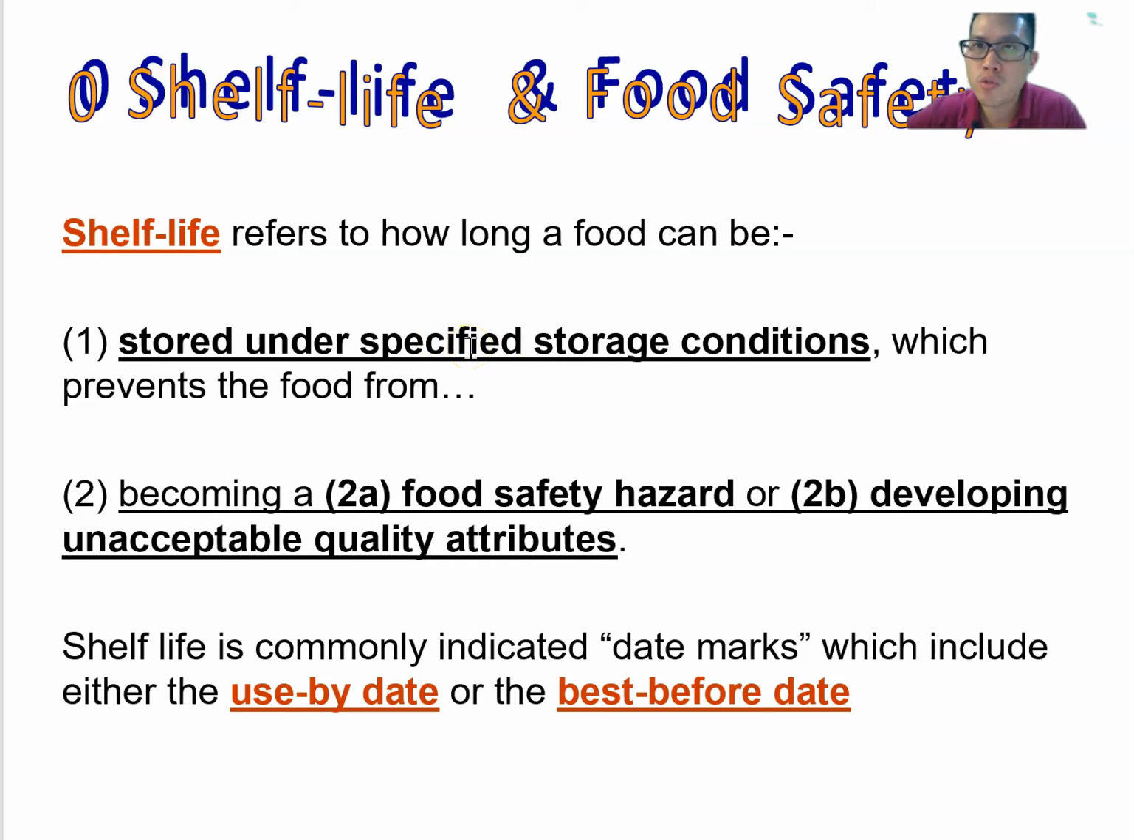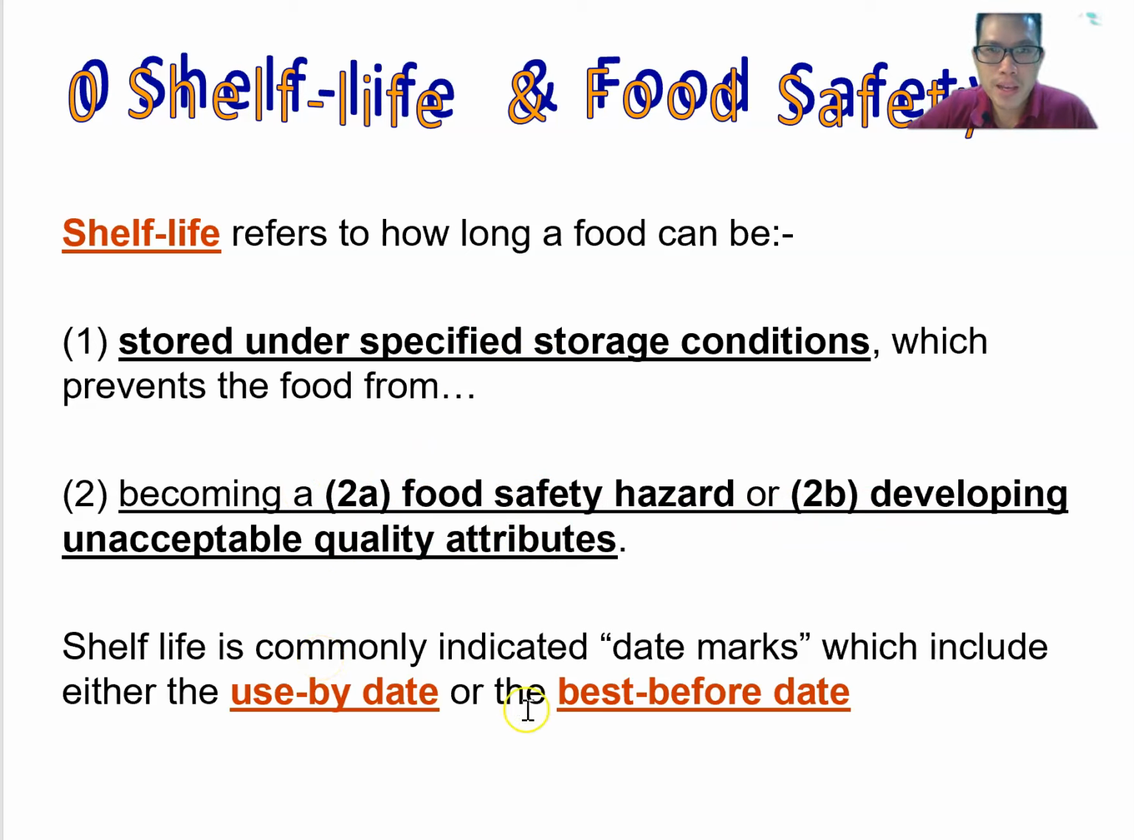Usually the general rule is to store accordingly in the fridge, freezer or dry storage. It must be a cool and dry place if it's in the dry storage. If it's in the freezer, make sure that it's below -20. If it's in the fridge, make sure that it's below 5 degrees Celsius. That is the condition. Otherwise the food becomes a food safety hazard and develops unstable quality attributes if you did not meet the storage condition.